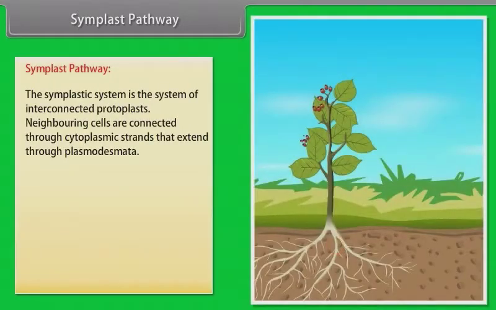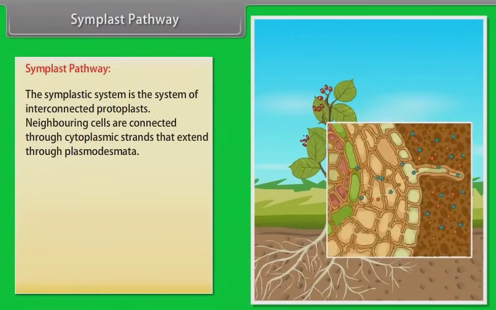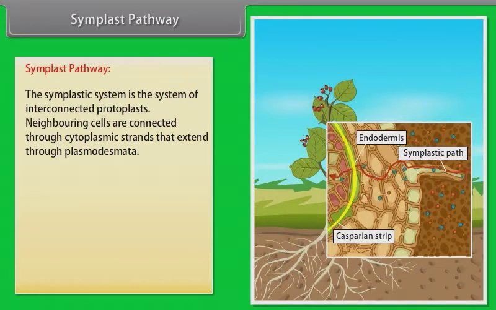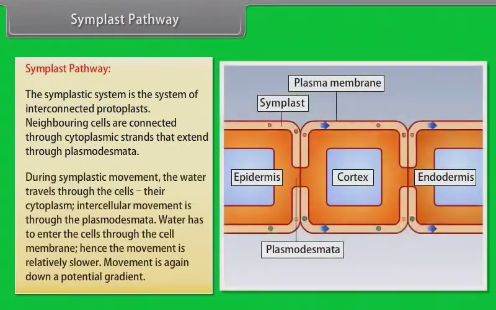Symplast Pathway. The other pathway is the Symplast Pathway. The symplastic system is the system of interconnected protoplasts. Neighboring cells are connected through cytoplasmic strands that extend through plasmodesmata. During symplastic movement, the water travels through the cells, their cytoplasm. Intercellular movement is through the plasmodesmata.